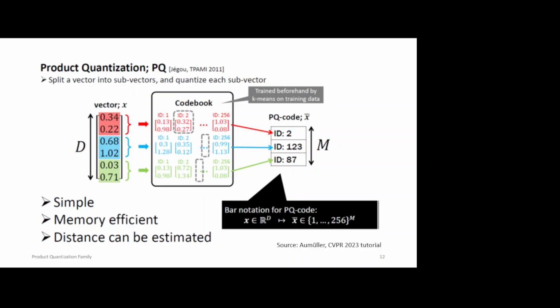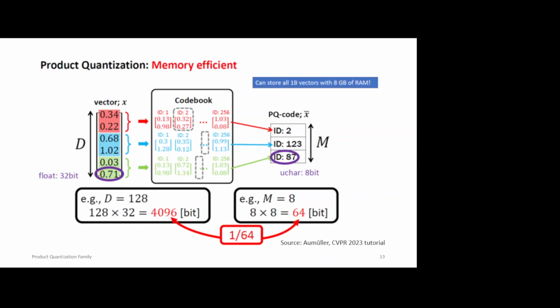So with this representation, we can achieve a very simple and memory efficient encoding, and we can also compute the distance by using the asymmetric distance. So we say it's memory efficient.